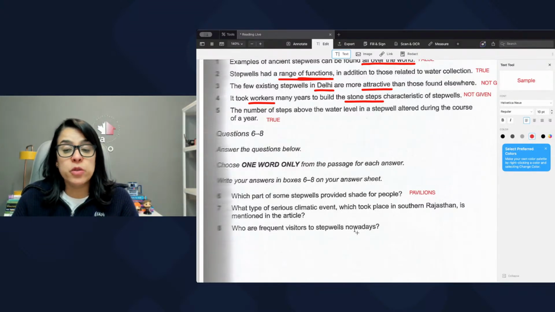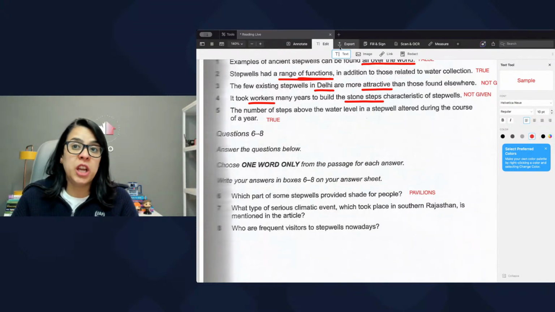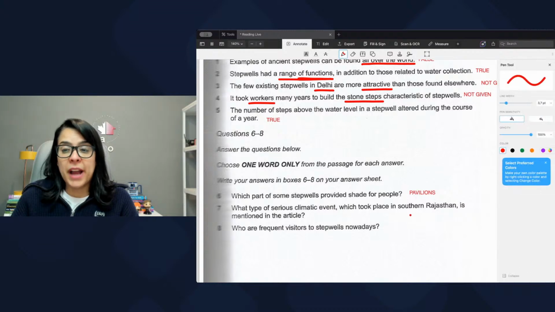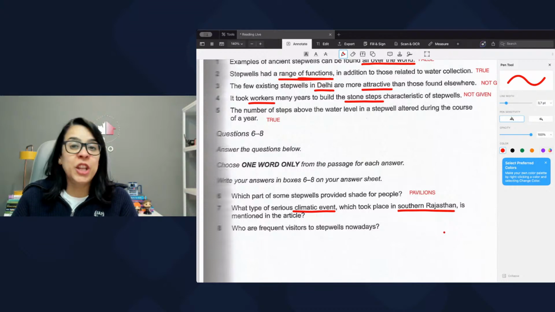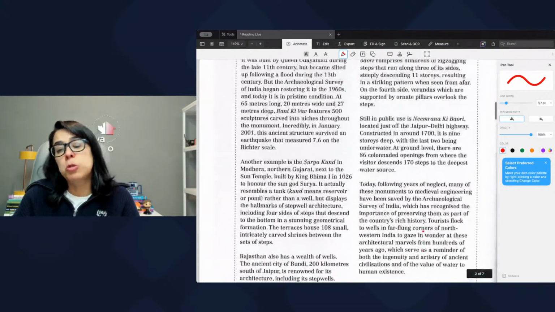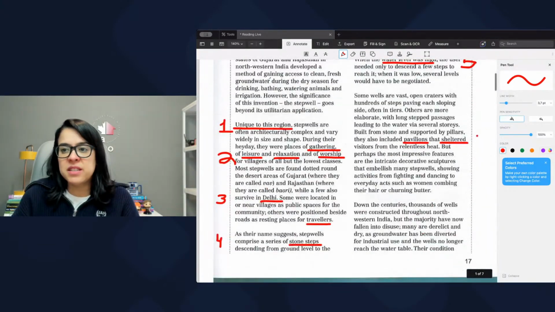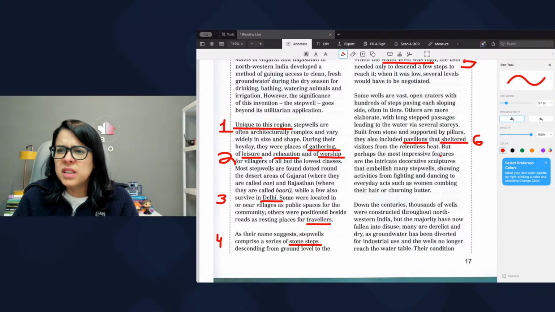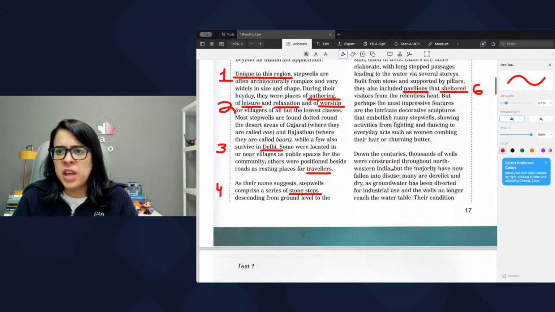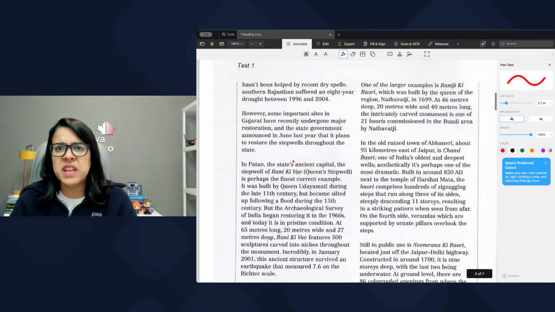And what type of serious climatic event which took place in southern Rajasthan is mentioned in the article? So let's see here. I will definitely underline the words southern Rajasthan, and I'm gonna look for a climatic event: a hurricane, a storm, what else? An earthquake, flood, landslide. So let's look for southern Rajasthan. This is number 6. Nothing here. Western India, but nothing was said about southern Rajasthan.